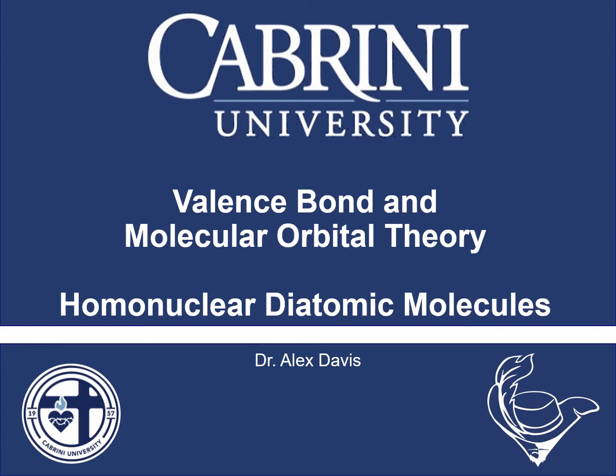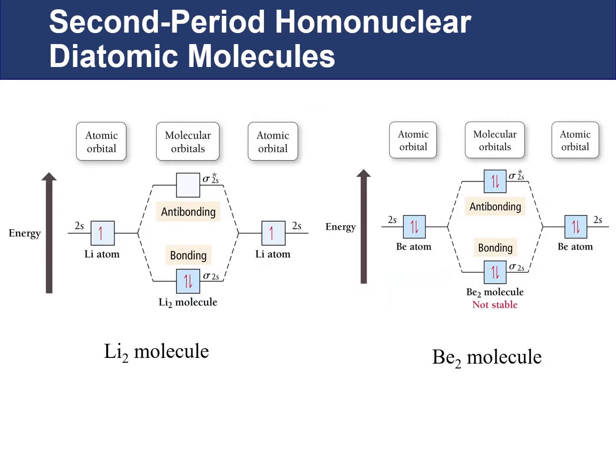In this video, we will use molecular orbital theory to investigate the behavior of simple homonuclear diatomic molecules. Homonuclear means that the two atoms that are coming together to form the diatomic are of the same element. Let's now look at the first two elements on the second period, or second row, of the periodic table and look to see what molecular orbital theory predicts in terms of the bonding in the diatomic molecules.